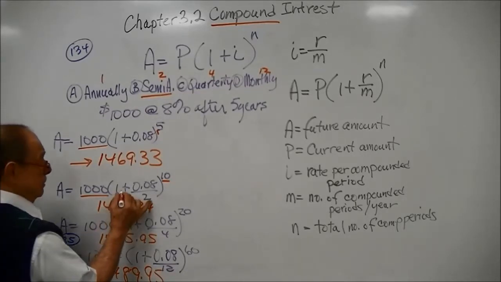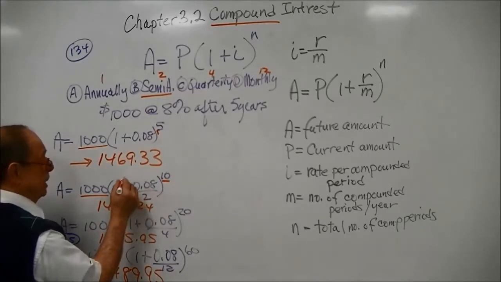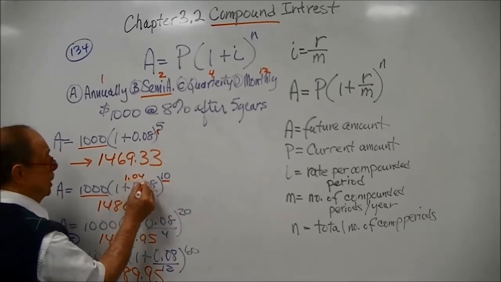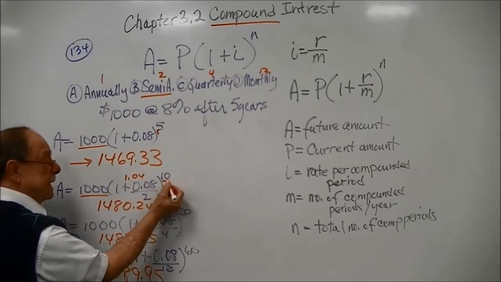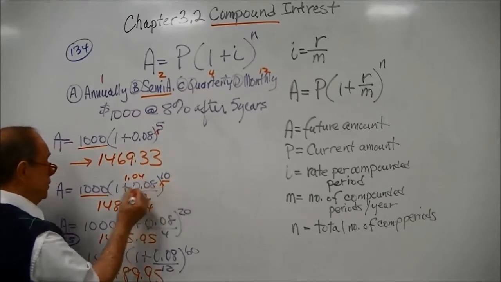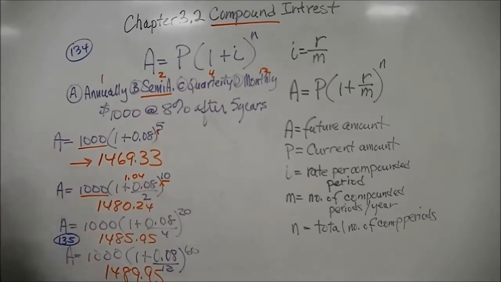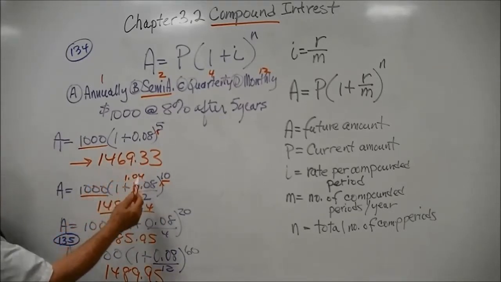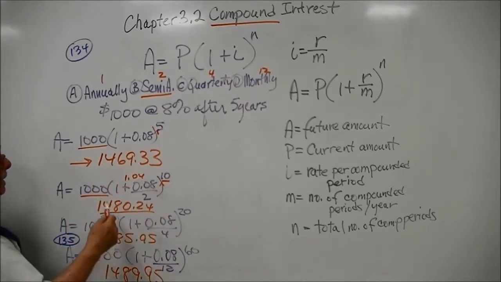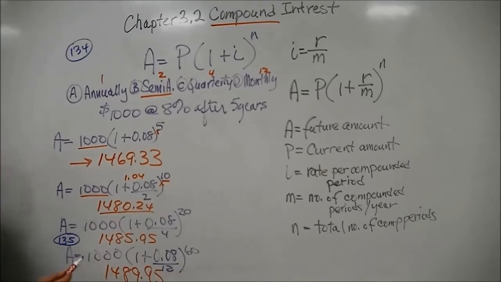So again, you get this. This is going to be 1.04. You're going to raise it to the 10th power. Then you multiply it by 1,000. And you end up with this. So notice it's a couple of dollars more than just compounding it annually.